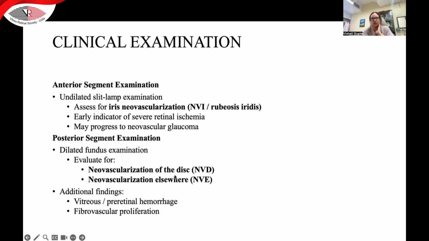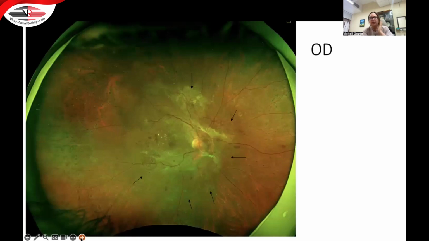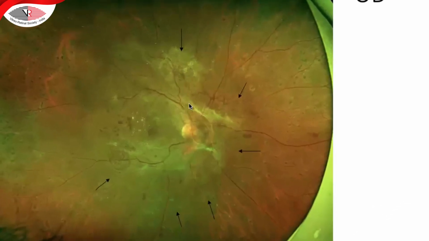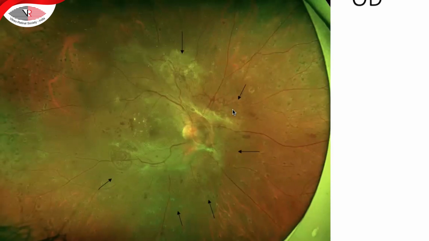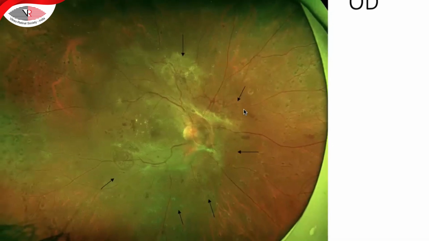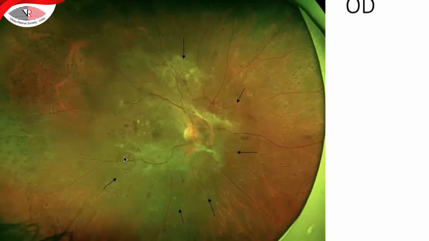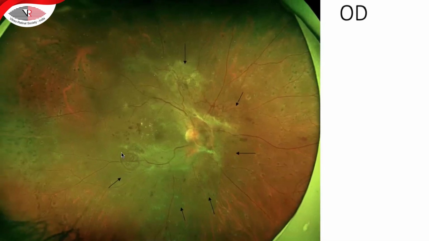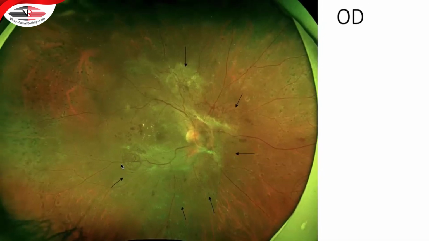On clinical examination, you would look for neovascularization of the disc, NVE, vitreous or preretinal hemorrhage, and fibrovascular proliferation. This is what typically you would see. There would be these new vessels. You can see them as arborizing networks here and there, as indicated by arrows. And you have this cogwheel appearance of NVE here.